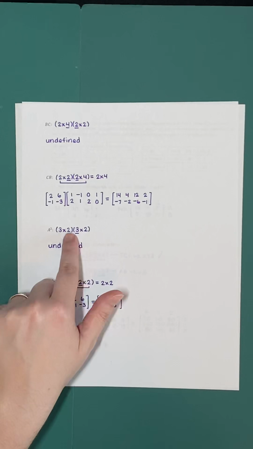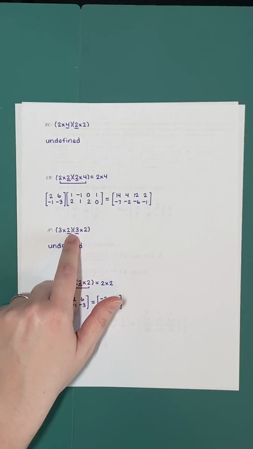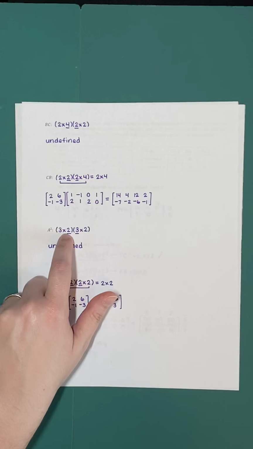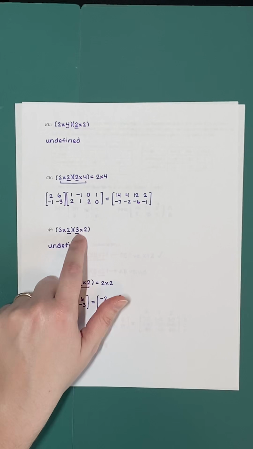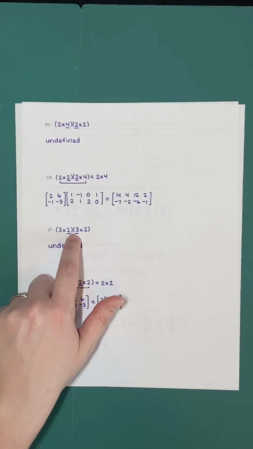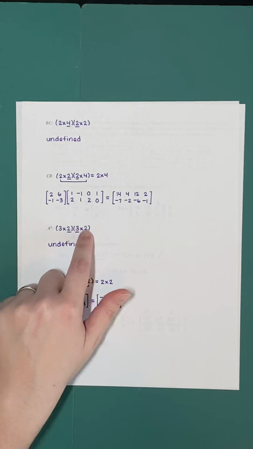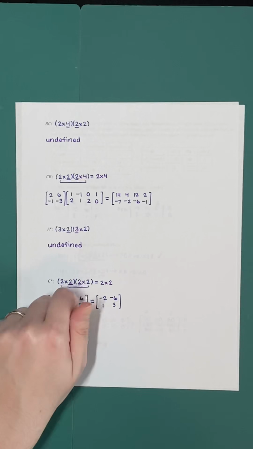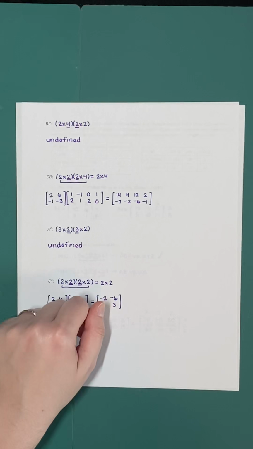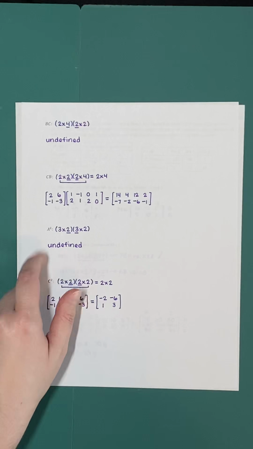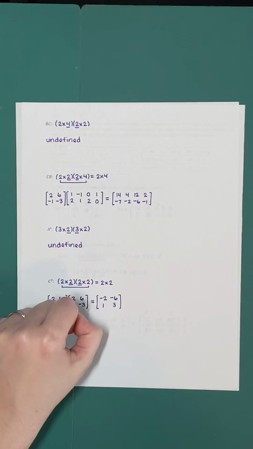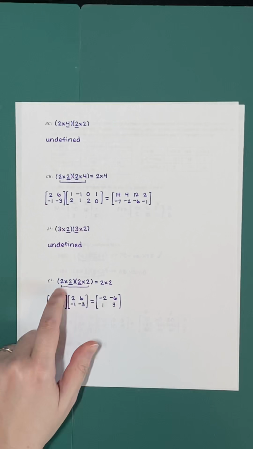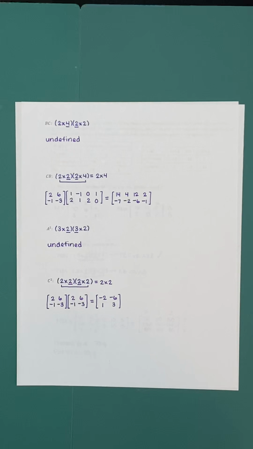So I'm going to compare my dimensions. I'm looking at those inner 2 dimensions. Based on how they line up, the first inner dimension is 2, the second inner dimension is 3. Because those do not match up, this multiplication is not actually defined. So A is not a matrix that we can multiply by itself. So A squared is going to be undefined. Now, what about C squared?